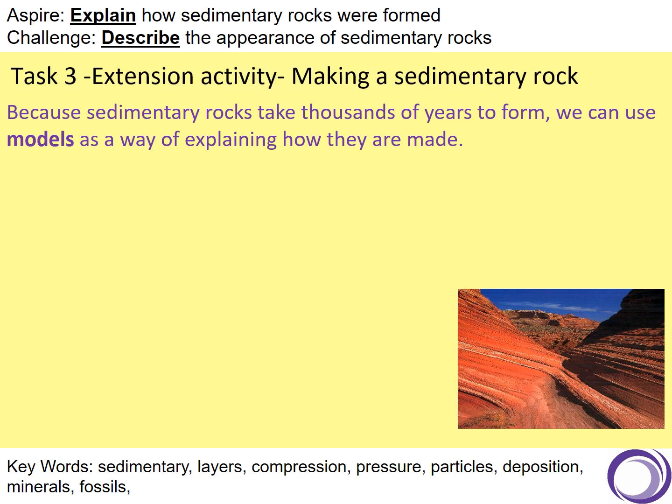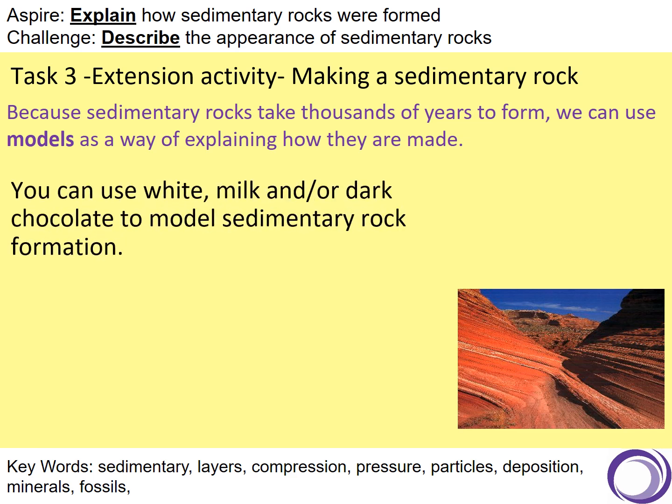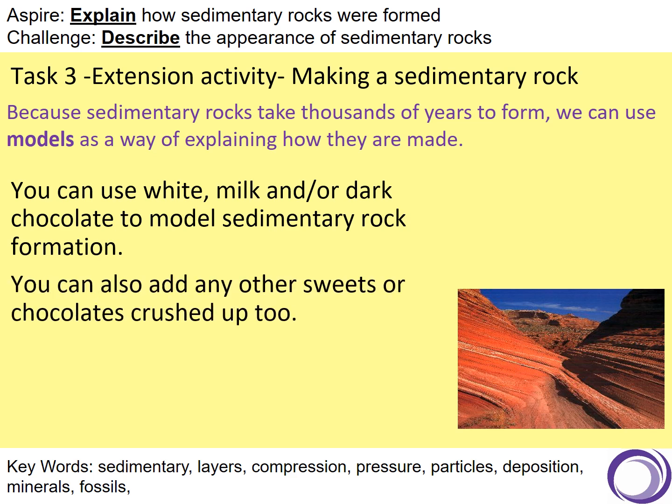Now the final task is an optional task, and you may or may not have these materials to hand, but it's about making a model of sedimentary rock. Because sedimentary rocks take thousands of years to form, we can use models as a way of explaining how they're actually made. To complete this task, you can use white, milk and/or dark chocolate. You need at least 2 different types, but it doesn't matter which combinations you use. You also can add any other bits of sweets or chocolate that you've got that have been crushed up very small. And you're going to need some cling film and a cup or another container to actually produce your rock in.